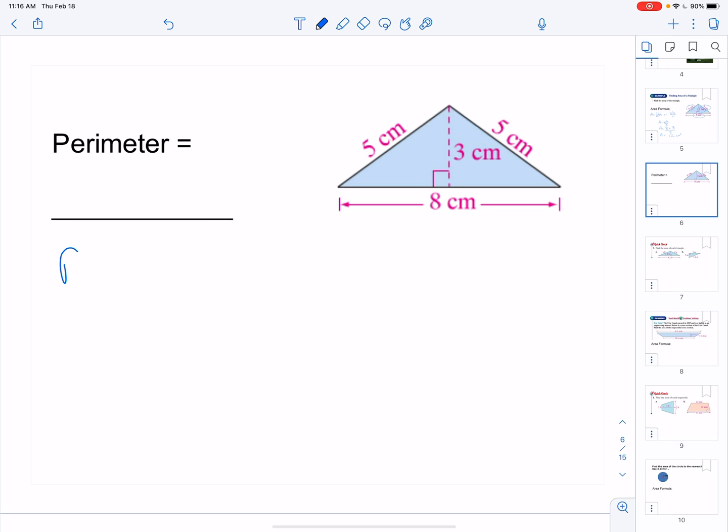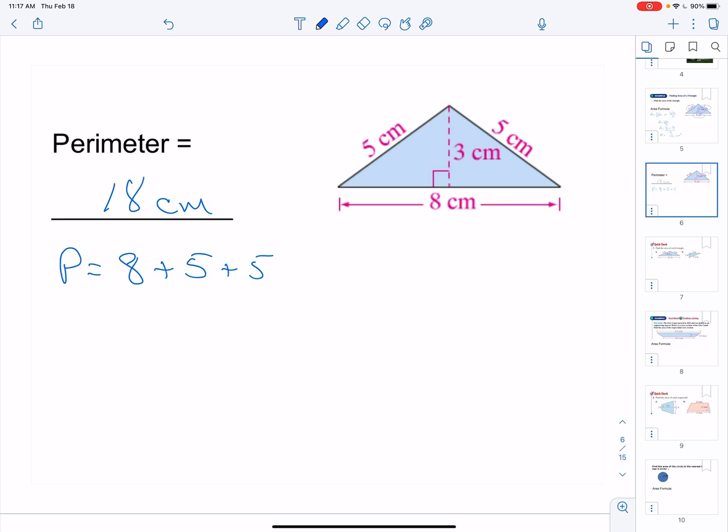Okay, but to find the perimeter of this particular shape, I'm going to take the 8, I'm going to add the 5, and I'm going to add the other 5 to it. Okay, so if we do 8 plus 5 plus 5, I'm going to get 18. Now, since it's just a distance around, our label is just centimeters, not centimeters squared. Centimeters squared is reserved for area. Okay, so that's how we do triangles.